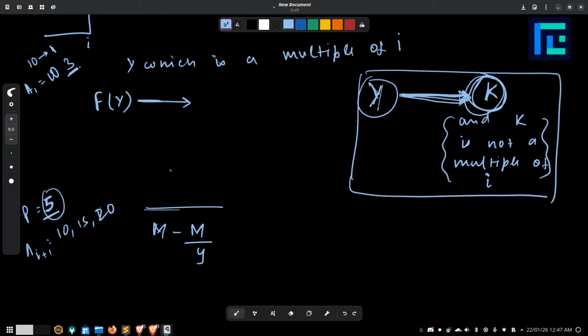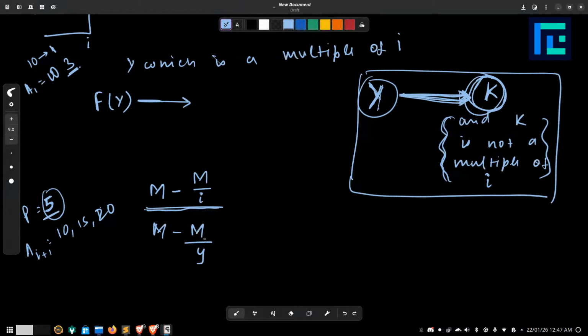So this is m minus m by y. These are all the cases where the GCD gets changed from y to some k. Now we need to find the probability that it gets changed to a number which is not a multiple of i. So the favorable cases would be m minus m by i. Here we are removing all the multiples of i.